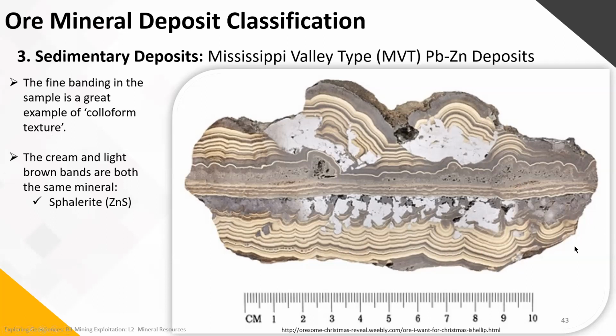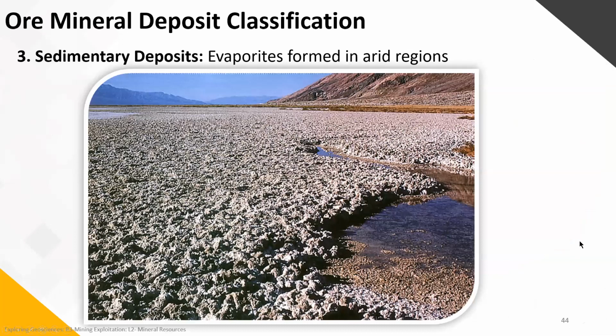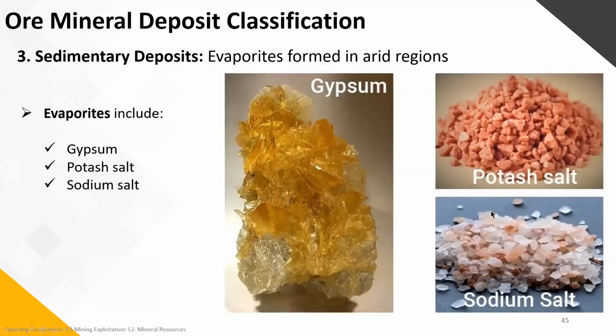We also have the evaporites within the sedimentary deposits. Evaporites are formed within arid regions where there is an evaporation of our element. The main evaporites that can form in arid regions are the gypsum, potash salt, and our sodium salt.